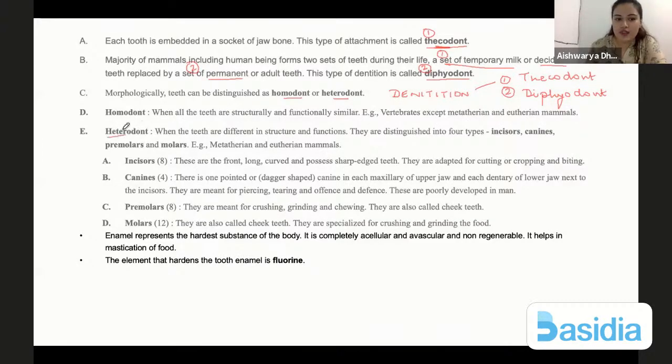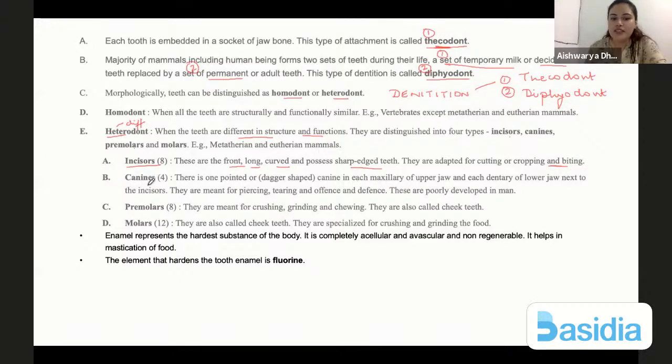Heterodont, on the other hand, means different. So when the teeth are different in structure as well as in function. So in humans, in us, we have 4 types of teeth. We have incisors, canines, premolars, and molars. So first, let's talk about incisors. These are the front, long, curved, sharp-edged teeth right in the front of your mouth, right? They are adapted for cutting, cropping, or biting. We usually bite with these teeth.